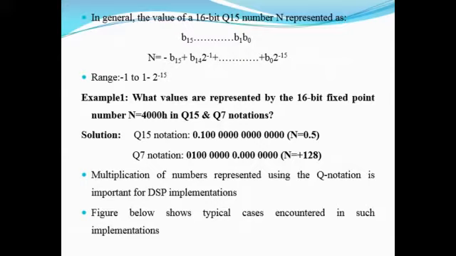So we take an example. What values are represented by a 16-bit fixed point number, and the value of n is given as 4000 H, and this H represents the hexadecimal value of a particular number, and it is to be represented in Q15 and Q7 notation. So a number is given which is a 16-bit fixed point number, and this is to be represented in Q15 and Q7 formats or notations.